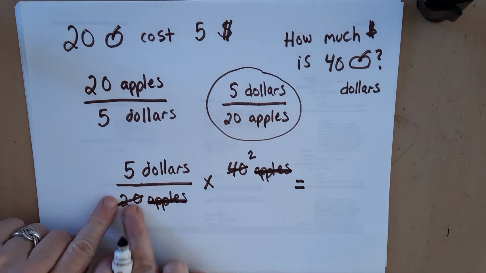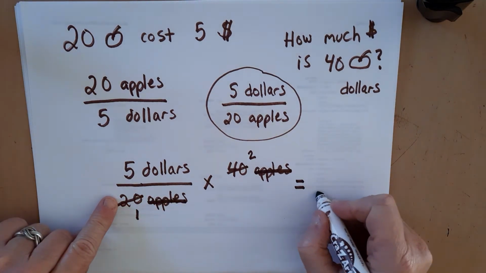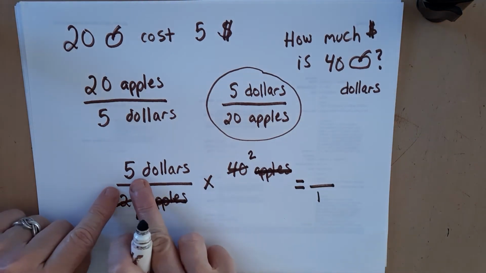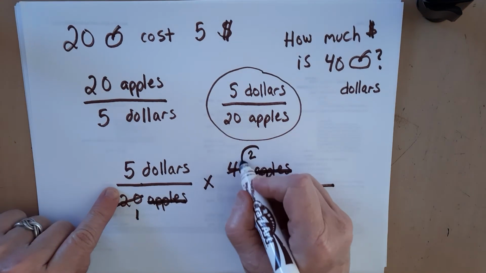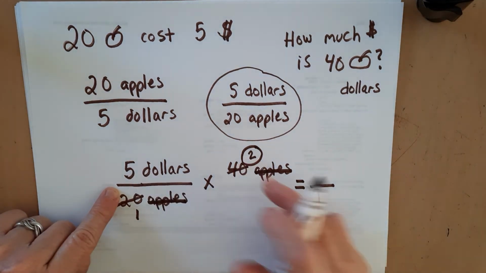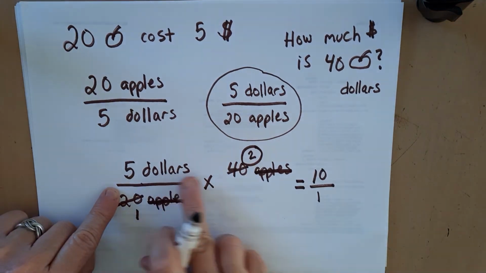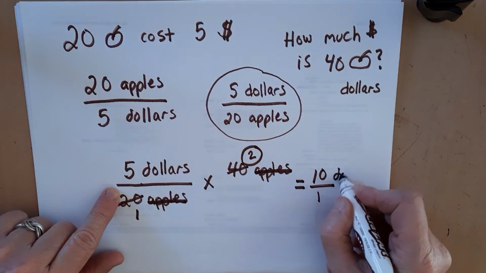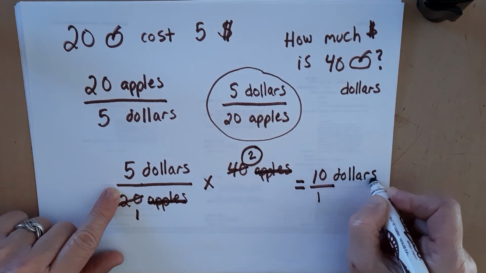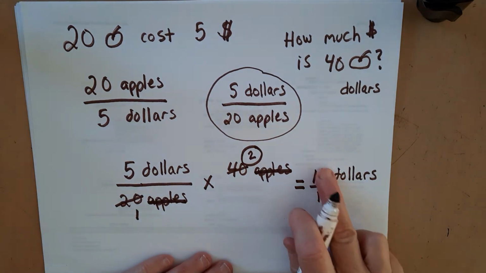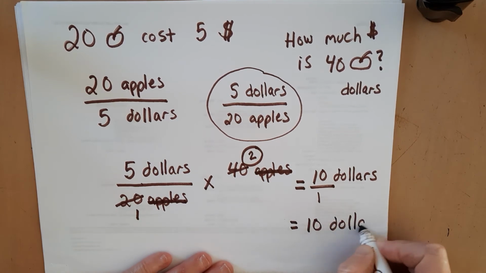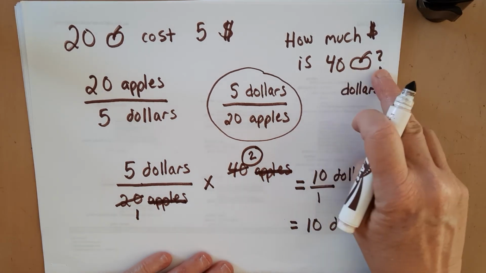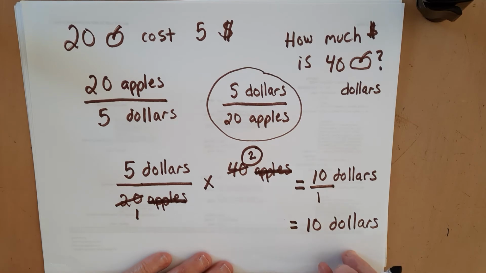Now the only thing we have left on the bottom is 1. And on the top we have $5 times 2, because we still have this 2 right here. 5 times 2 is 10. And the only unit left on top is dollars. So the 10 over 1 is just the same as 10. So the cost of 40 apples is $10.